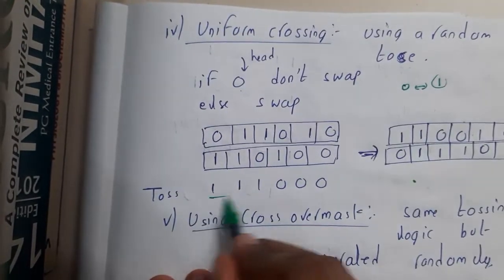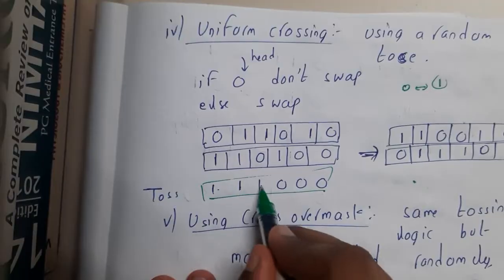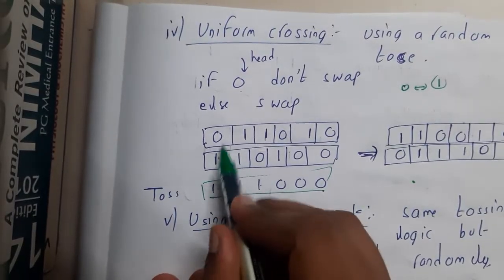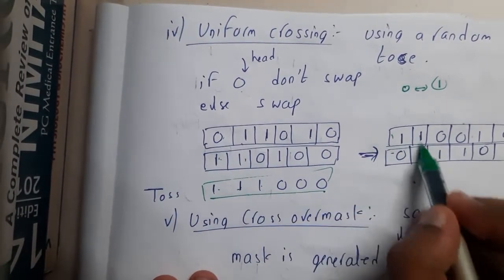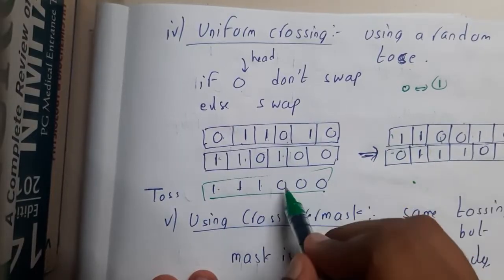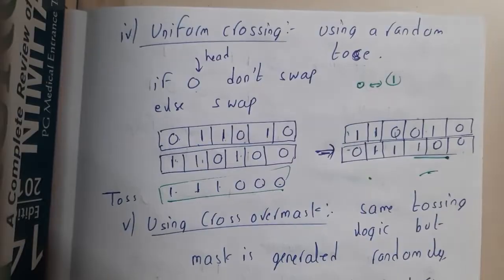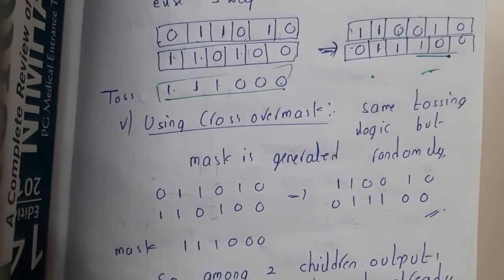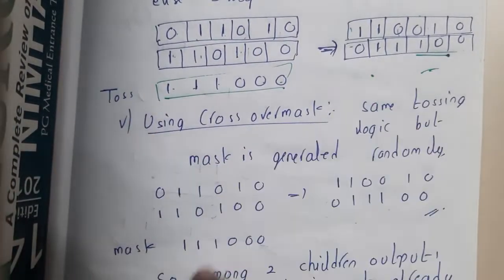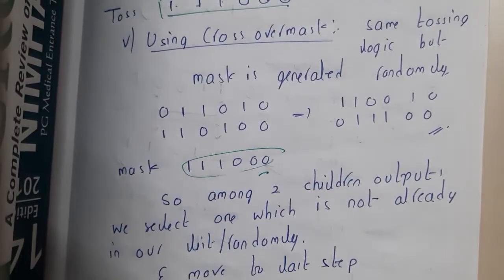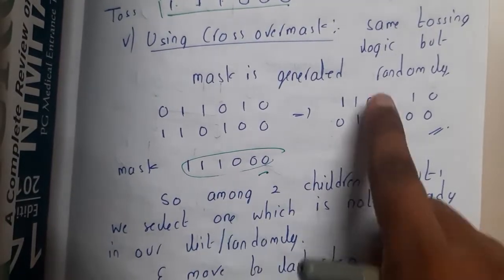Assume that your toss sequence is 1 1 0 1 1 1 1 0 0. So you will swap these two: 1 0. You will swap these two: 1 1 0 1. These three are 0, so you will take the same values. Got it? The other one is using a cross mask. Instead of tossing a coin, you will have a mask, just predefined values. Based on these values, you will perform the crossing.